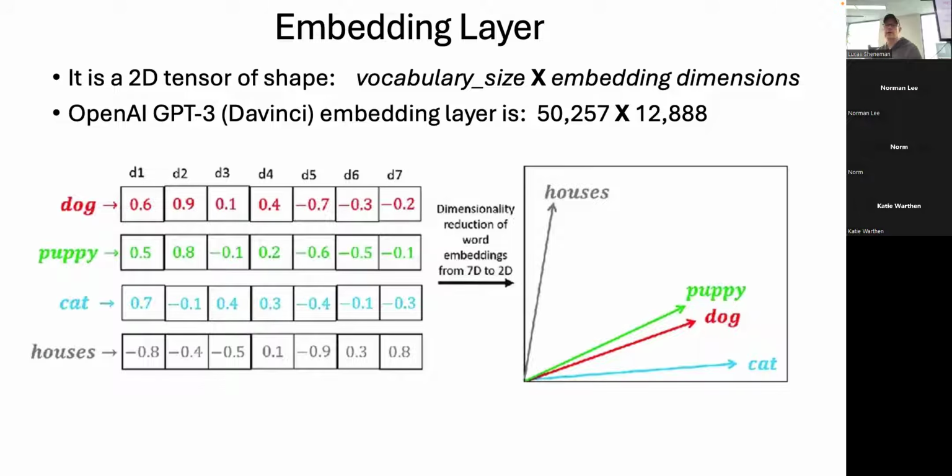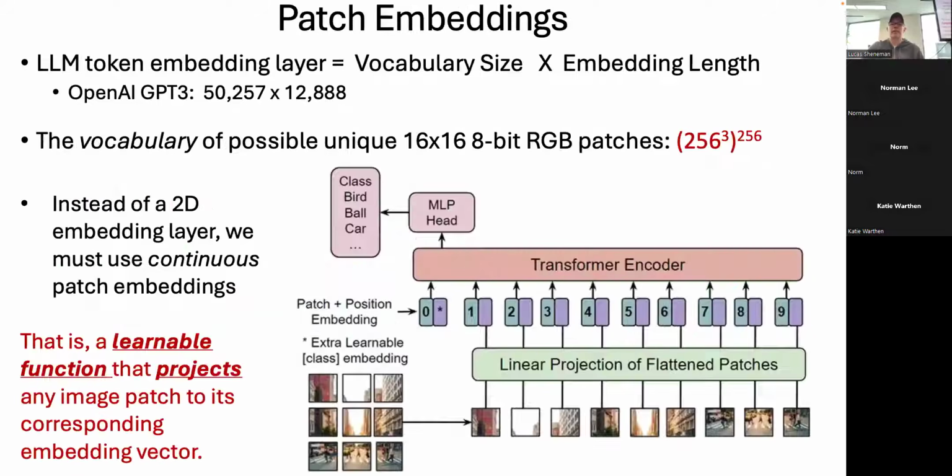For large language models, you can have an embedding layer, which is a two-dimensional tensor, the size of your vocabulary, which in GPT-3 is about 50,000 subwords, multiplied by the length of your embedding vector, which is about 12,888. That's a concrete thing that's part of your model.